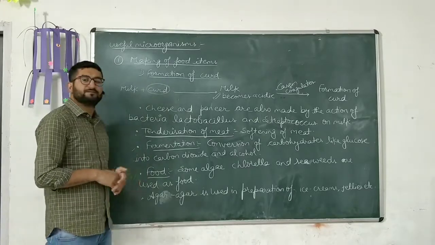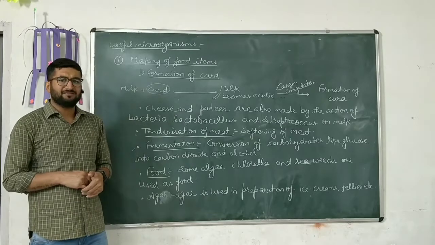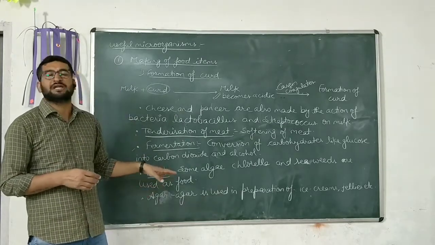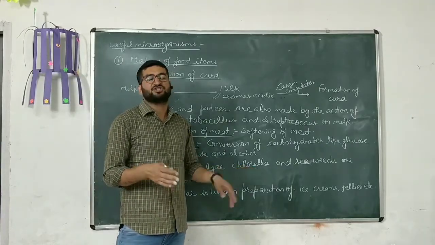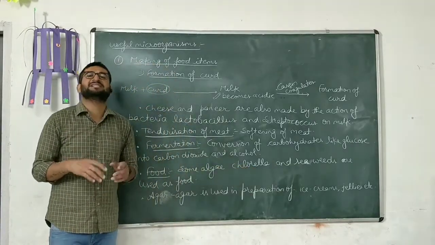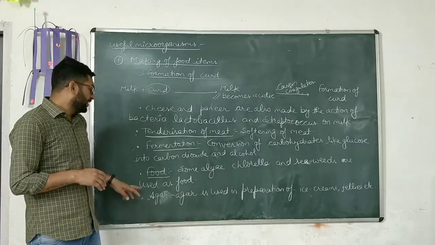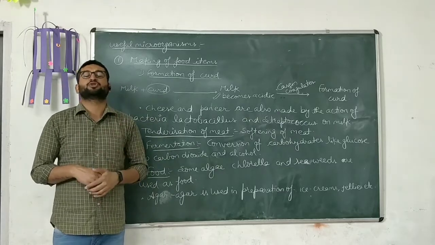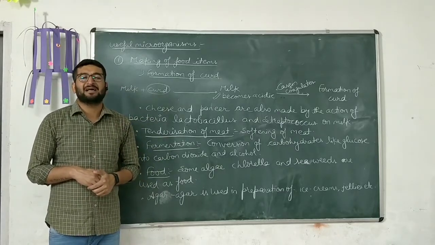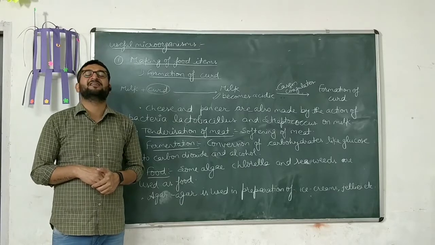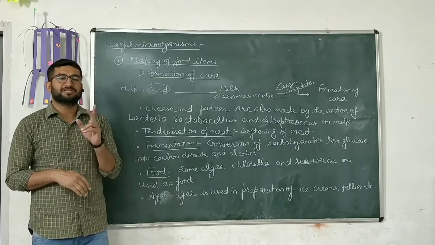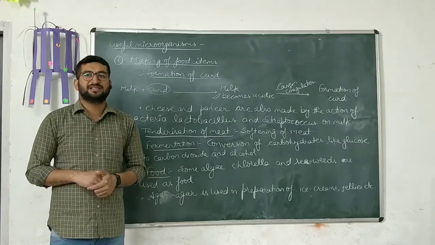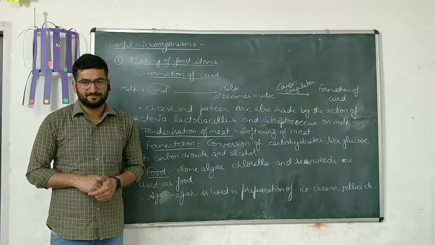Next, food. Some algae or seaweeds are used as food items, and the example of those algae is chlorella, which is used as a seafood mainly in Japan. Next, agar-agar. Agar-agar is a jelly-like substance which is obtained from algae, for example Gelidium and Gracilaria. The two examples of the algae which provide us agar-agar are Gelidium and Gracilaria.